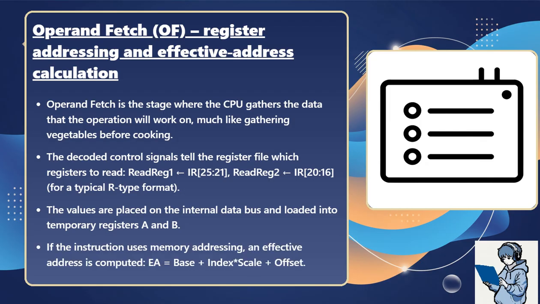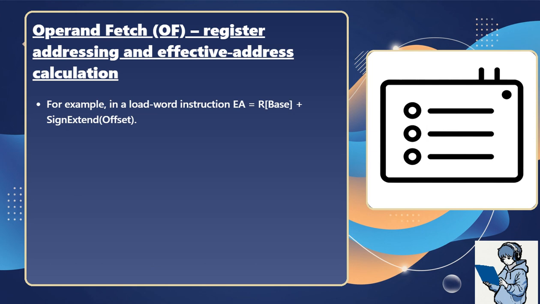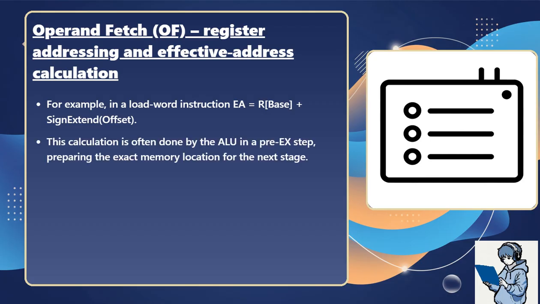If the instruction uses memory addressing, an effective address is computed: EA equals base plus index times scale plus offset. For example, in a load word instruction, EA equals R[base] plus sign-extended offset. This calculation is often done by the ALU in a pre-execute step, preparing the exact memory location for the next stage.